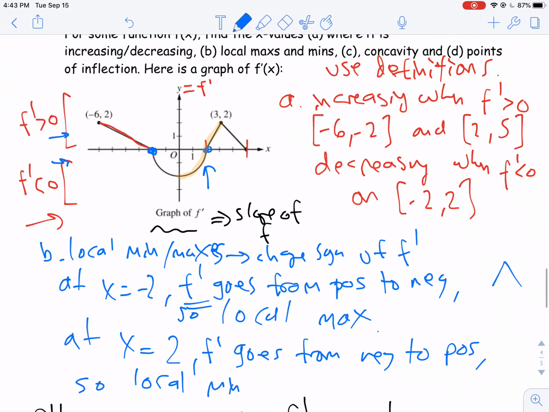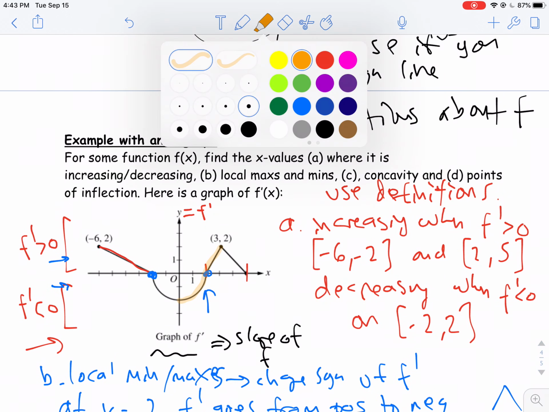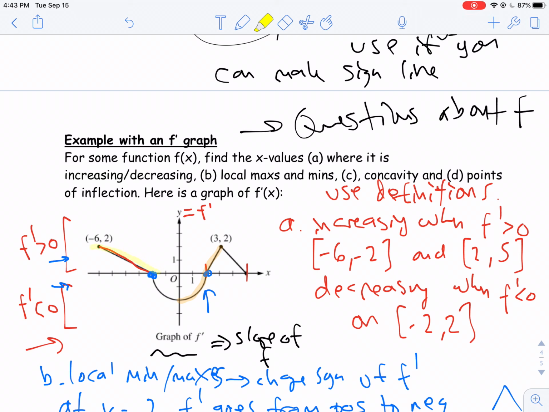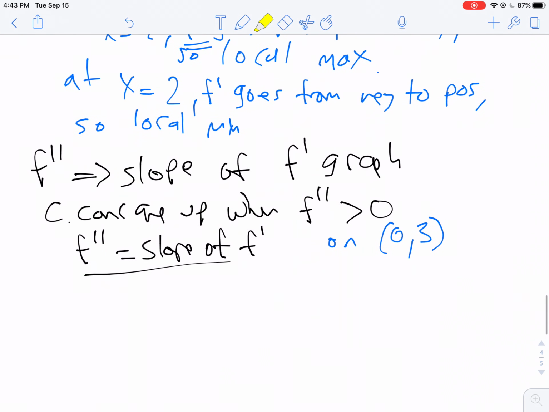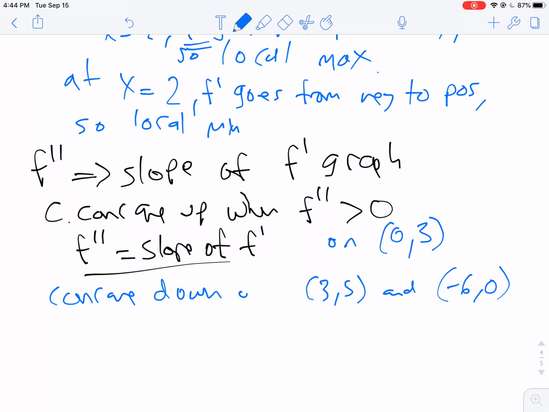Okay, what about concave down? Well, let's switch colors here. So we're concave down kind of in here, and then we're concave down here because the slope of f prime is negative. So that looks like from 3 to 5, and then from -6 to 0. And again, I'm going to write that out. Concave down on there, and that happens when my f double prime is negative. That's when my f prime has a negative slope. And again, be very clear when you're writing these up.